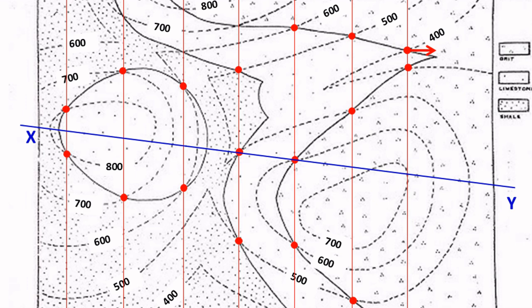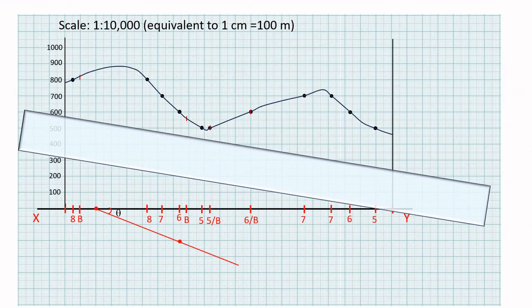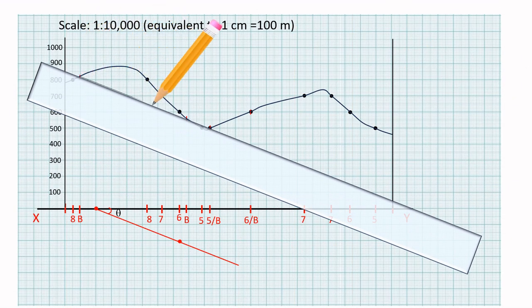For example, in the map, this point and this point represent the same bedding plane between shale and limestone. Here it is shale and it is limestone. And here also it is shale and it is limestone. So a single line will pass through these points to represent that bedding plane.